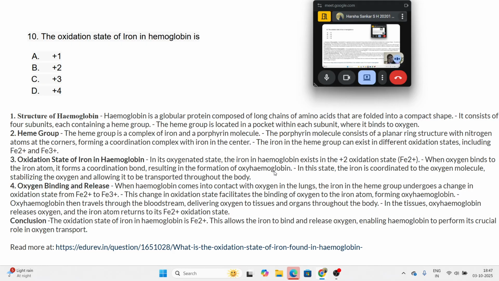In the tissues, oxyhemoglobin releases oxygen and the iron atom returns to Fe2+ in the oxidation state. So if the question is asking what is the oxidation state of hemoglobin, normally it is +2. This allows the iron to bind and release oxygen, enabling hemoglobin to perform its crucial role in oxygen transport.